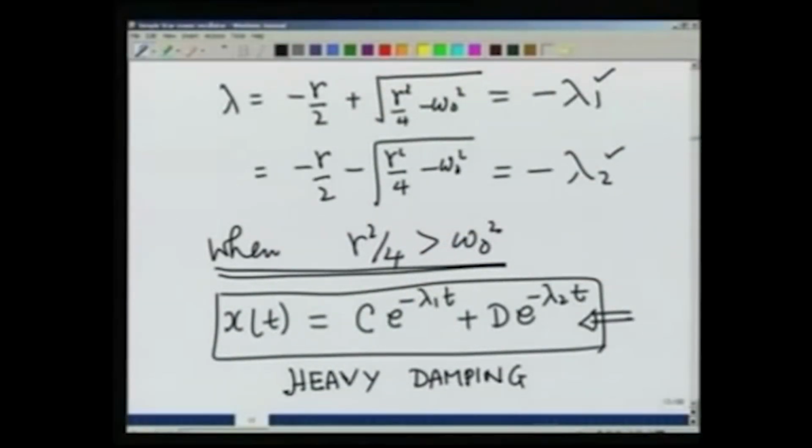And finally, when gamma square over 4 is less than omega 0 square, that is known as light damping case. In that case we will obtain oscillatory solution. So, right now let us focus on heavy damping case.